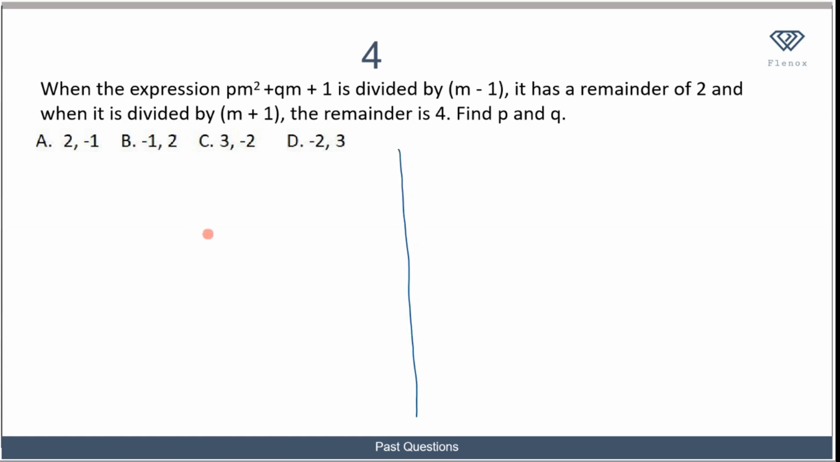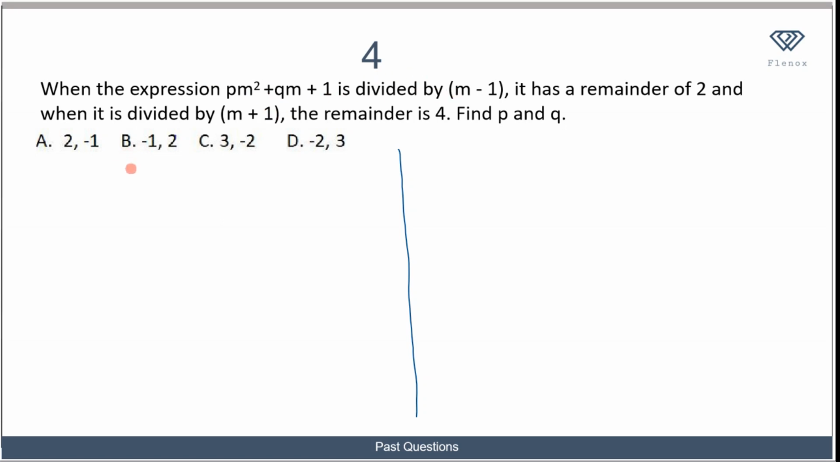So we say when the expression pm squared plus qm plus 1 is divided by this, it has a remainder of 2. And when it is divided by m plus 1, the remainder is 4. Find p and q. Based on the remainder theorem, you will recall that if you have a divisor by which you are trying to divide, and you put the root of that divisor into the equation and solve it down, then what you get must be equal to the remainder. You can go back to the videos on the remainder theorem to understand better what I'm talking about.